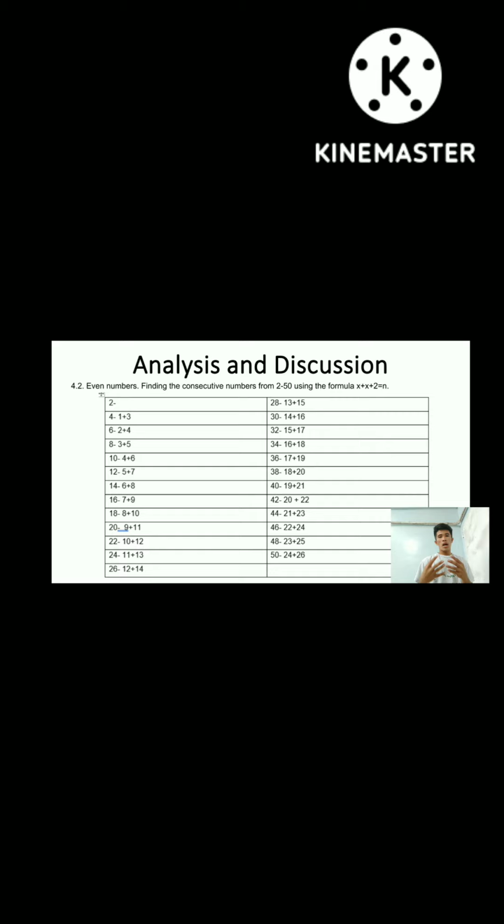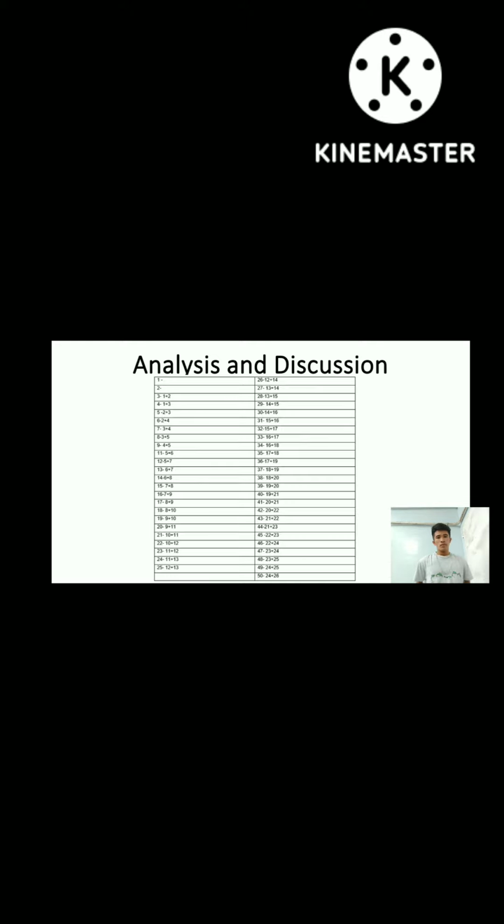So odd, even, odd, even. Number 4, 1 plus 3, is odd numbers. For number 6, 2 plus 4, it is even numbers. And also 8, 3 plus 5, odd numbers. So it alternates: odd numbers, even, odd, even.